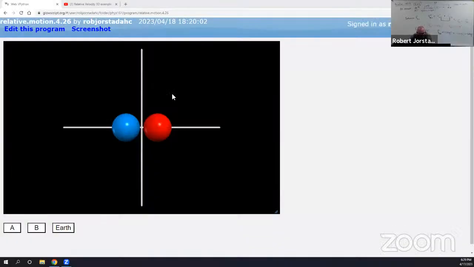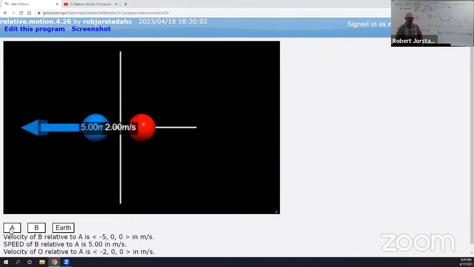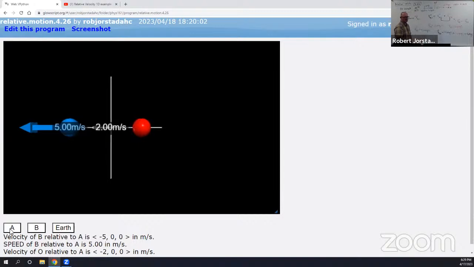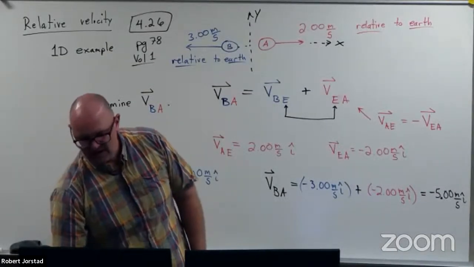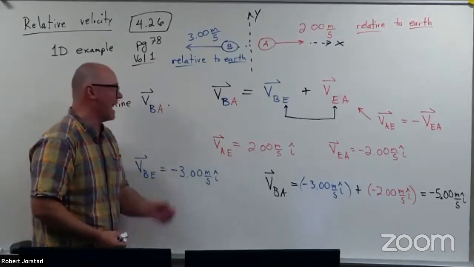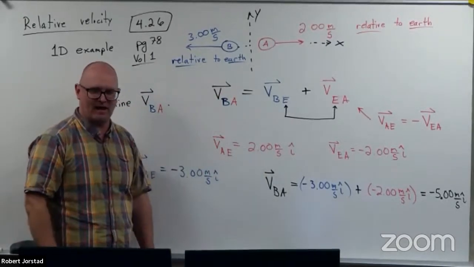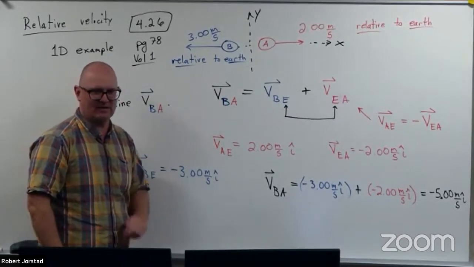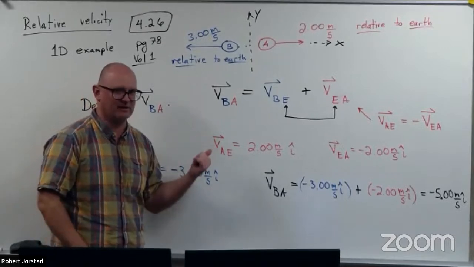Let's go back there and look at this. So in this case, if I want to see this, I want to see everything relative to A. I'm going to hit the A button. A is at rest relative to A. The planet Earth is moving to the left at 2 meters per second relative to A. And object B is moving to the left at 5 meters per second relative to A. That's it. Nothing too crazy. Not too bad. All we got to do to make this harder is add in more than one dimension, right? If you had I hat and J hat, suddenly it gets a little bit trickier, but the process is exactly the same. It's straight up velocity addition, vector addition.